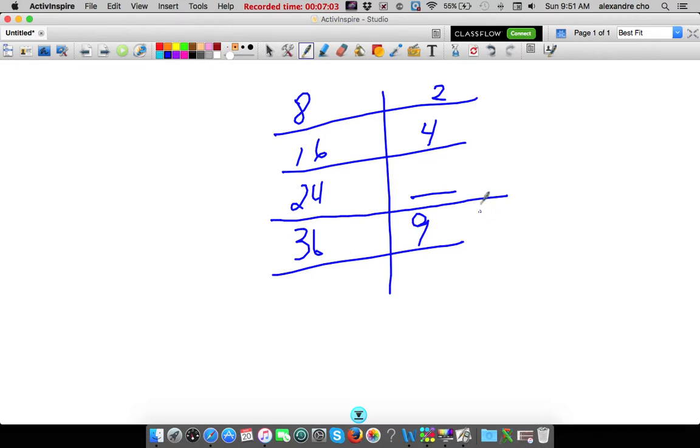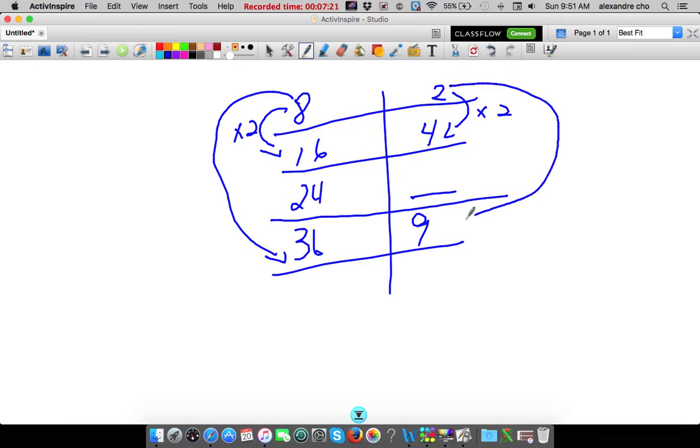You can do this 2 ways. You can look for a relationship this way. How did the 8 become a 16? Times 2. How did the 2 become a 4? Guess what? Times 2. Let's do the one that we have. How did the 8 become a 36? That's not really going to play out nicely for you. How did the 2 become a 9? That's going to be 4.5. So we can check: if you multiply 8 times 4.5, you will get 36.